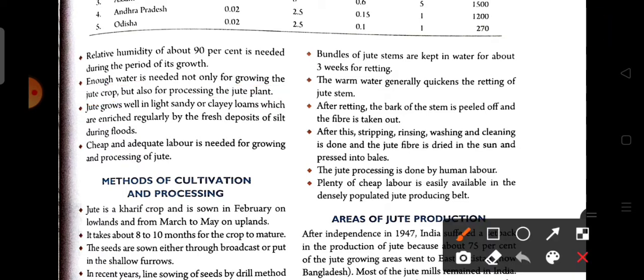Jute grows well in light sandy or clay loams, which are enriched regularly by fresh deposits of silt during flood. So when a flood occurs, the light sandy or clay loamy soil is deposited on the land, and in that type of soil the jute grows well. Cheap and adequate labor is needed for growing and processing the jute.